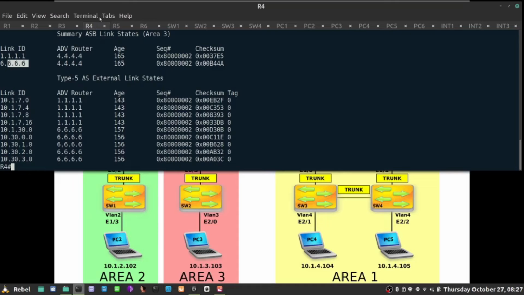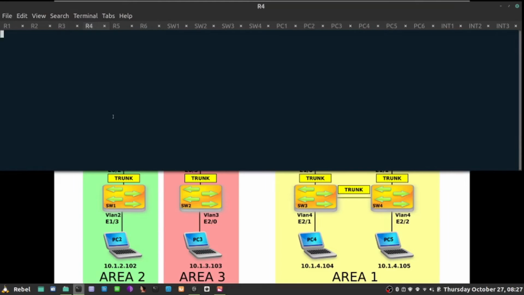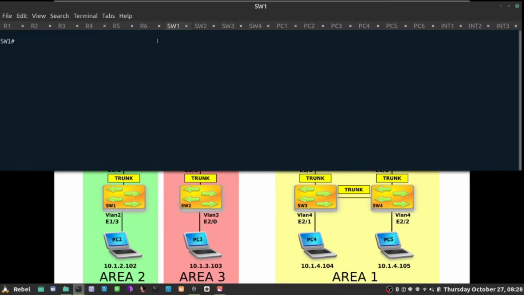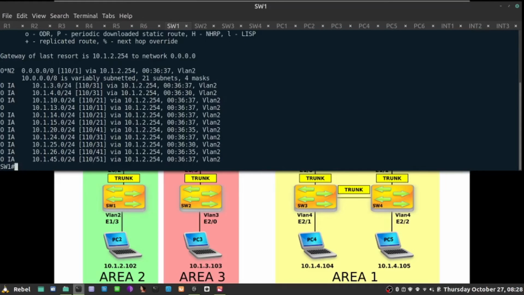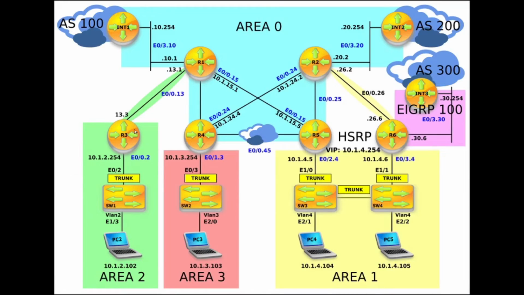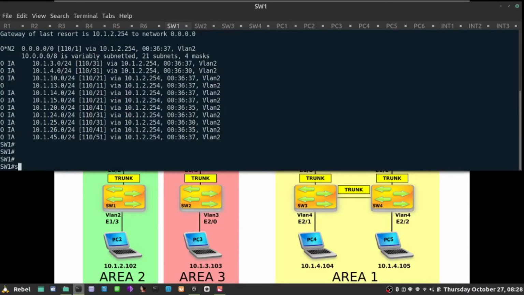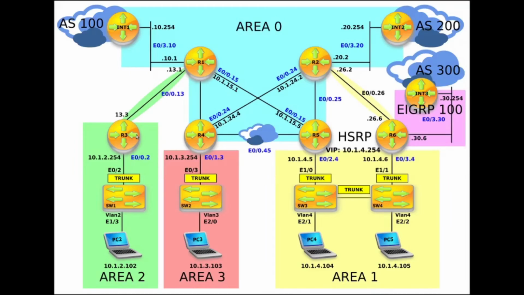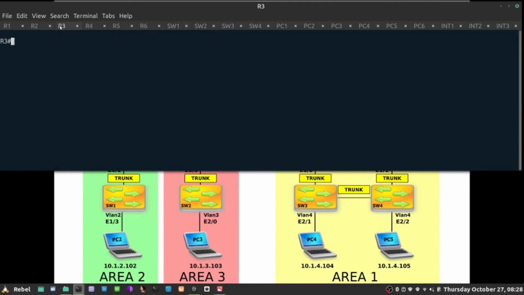Now, one last thing before I change this picture: let's see what switch 1 is receiving currently as prefixes, show ip route ospf. And what it is not receiving is E type 1 from R6, because of the area. Let's go show run section router ospf. Here area 2 is NSSA, so we have the same configuration on R3.